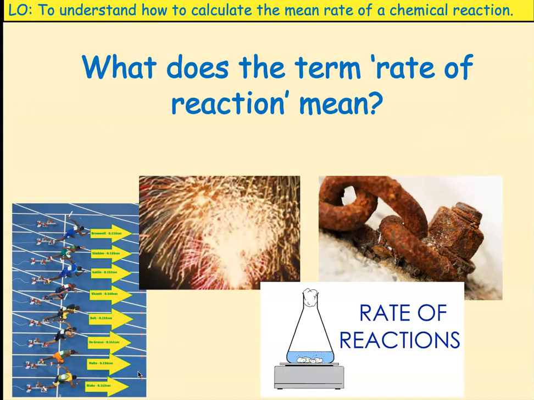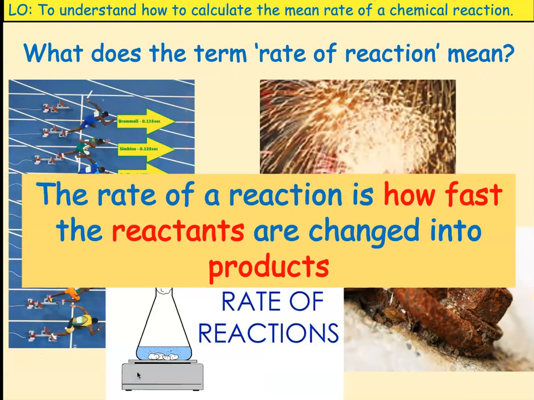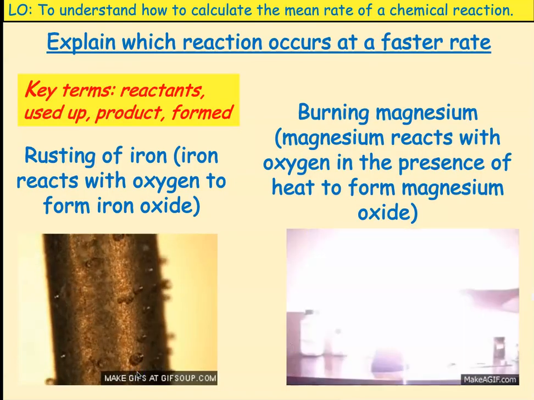So what does the term rate of reaction mean? Well, if you're talking about the rate of something, you're talking about how fast something happens. So we're looking at how fast a chemical reaction happens. The rate of reaction is defined by how fast the reactants are changed into products. So how fast would the things you begin with change into the things you are going to be making in the reaction?